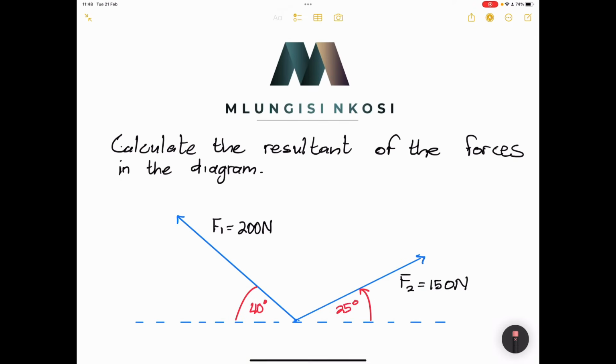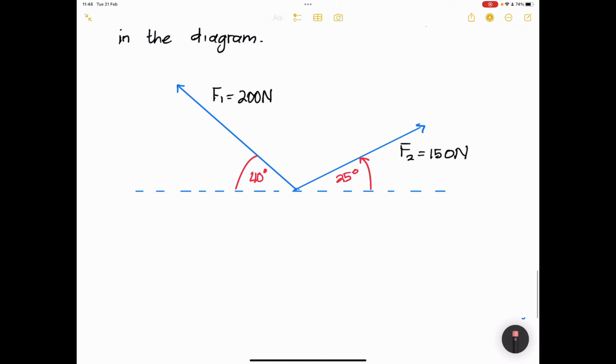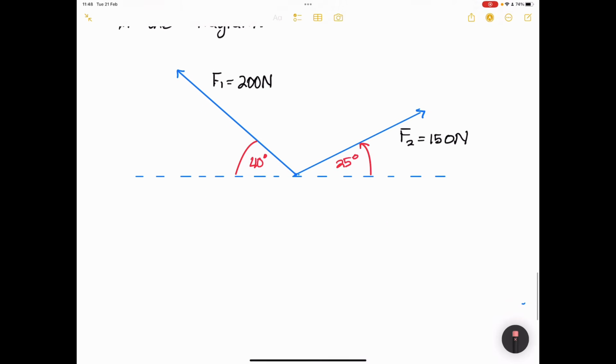All right, so let's have a look at this example. They say: calculate the resultant of the forces in the diagram. Of course, we're going to use components in this case. So here we've got a diagram with two forces. What we're going to do is resolve them into their different components, and thereafter simply calculate the resultant from there.